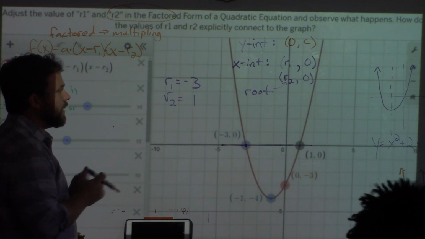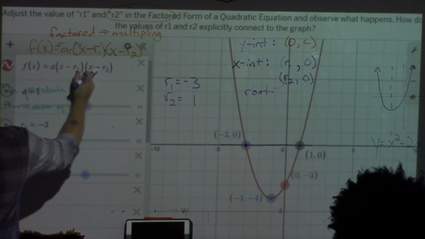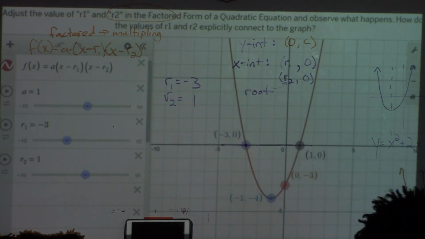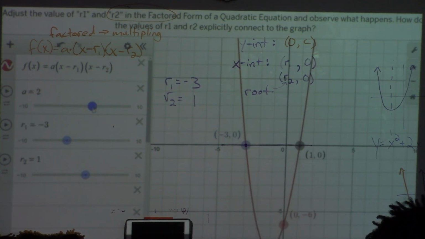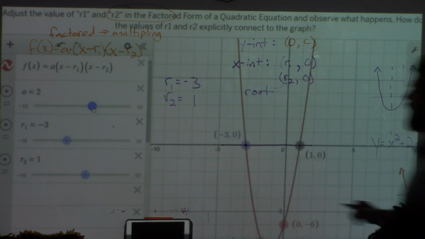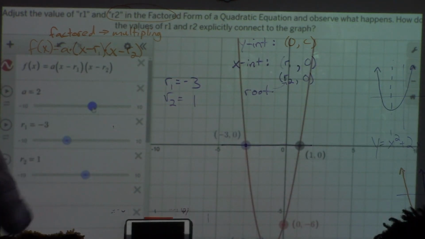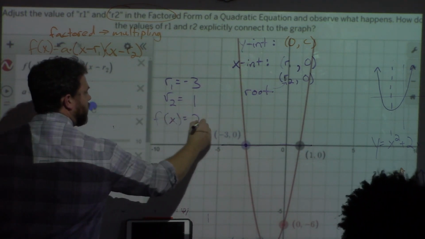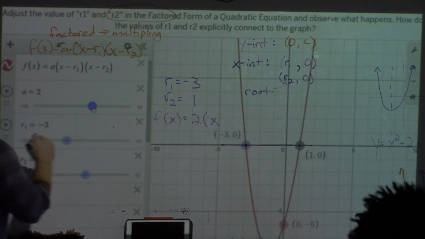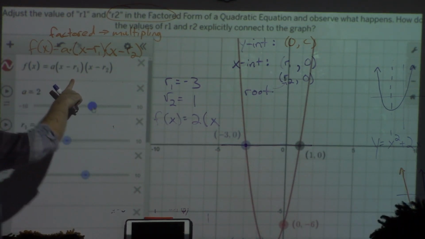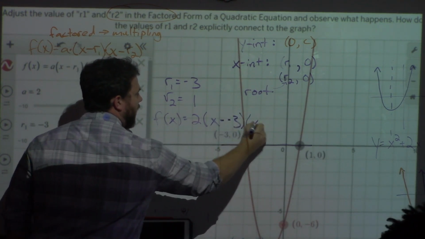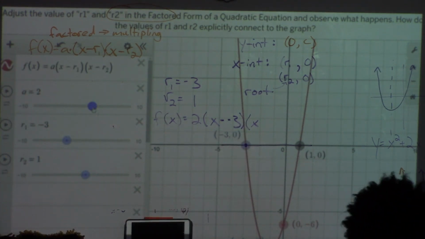Now, here's where I need you to be careful. I'm going to change that A just a little bit. What is the equation that I have based on my A, R1, and R2? 2 times x minus negative 3, so remember, it's minus a negative 3, and then x minus 1.